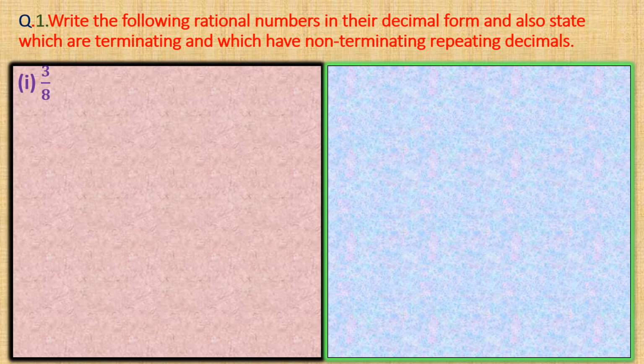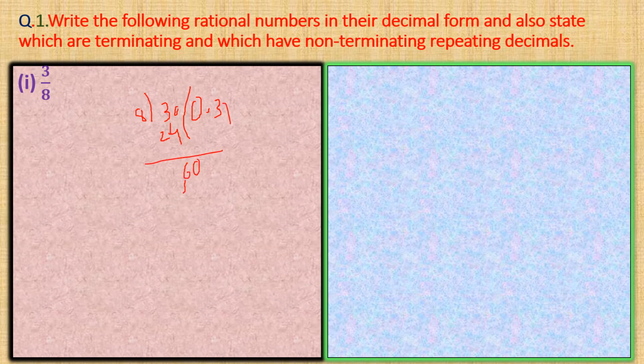3 by 8 means you will take 8 like this, 3 like this, right? So here you will put 0, here 0. So 0.8 3s are 24, right? And if you subtract this, you will get 6. Again you will put 0, 8 7s are 56, right?